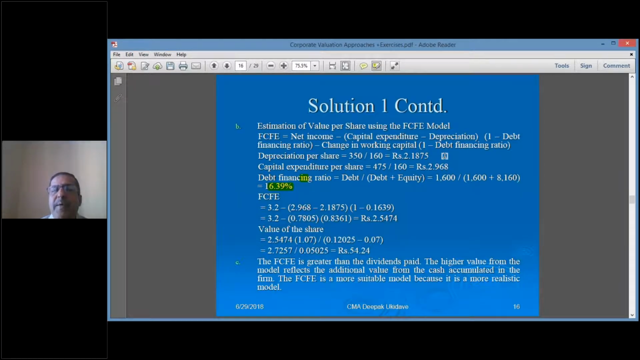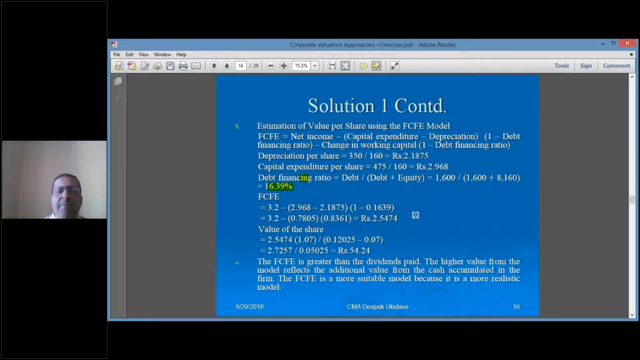So 2.1875 is depreciation per share. Capital expenditure per share is 2.968. So you have depreciation per share and capex per share. Capex minus depreciation, 2.968 minus 2.187, into 1 minus debt financing, 16.39. That will give you FCFE. I want all of you to cross check these figures and confirm to me in the chat box that you are getting the correct answer that I have derived. So you get 2.5474 as FCFE.